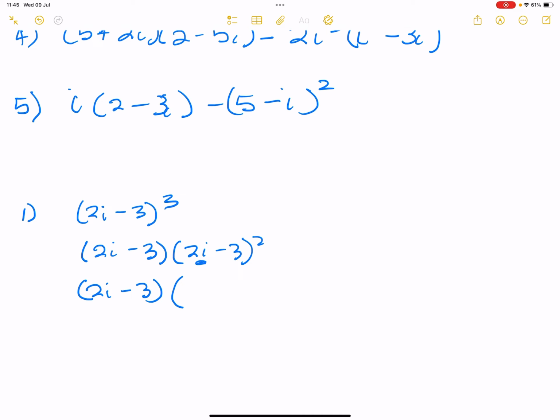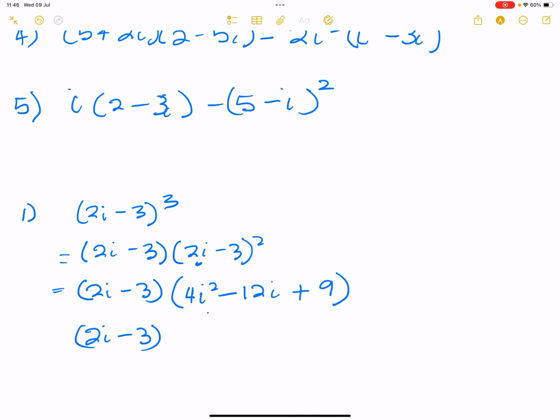Whenever you are multiplying brackets, you start with the first term, that's going to be 4i squared. For the middle term, you take the first multiplied by the second multiplied by 2. So 2i times negative 3 is negative 6i, times 2, that will be negative 12i. So that's minus 12i, and this is plus 9. So let's try to actually solve what is inside the bracket over there.